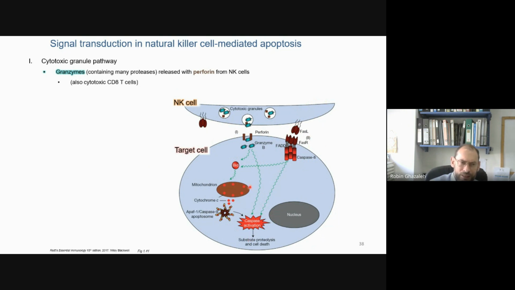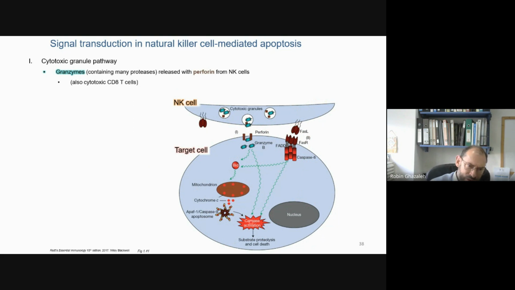What's required here is to destroy the cell without stimulating widespread inflammation in the body. So apoptosis is a non-inflammatory form of cell death. That's what apoptosis is. And the activation of these caspases basically results in the presence of proteolytic caspases, which will go and digest proteins within the cells.